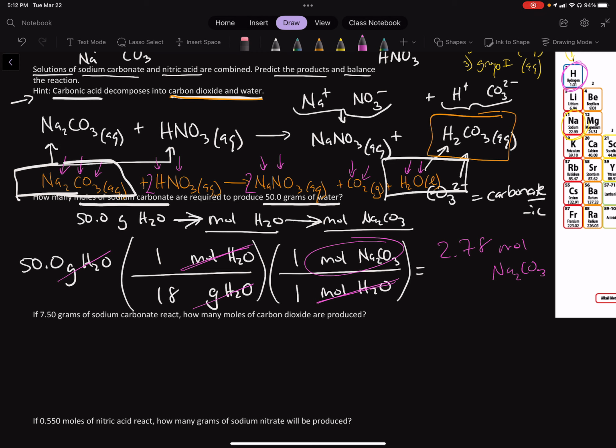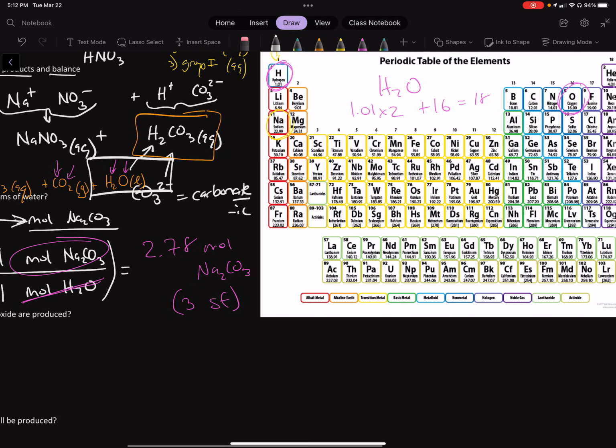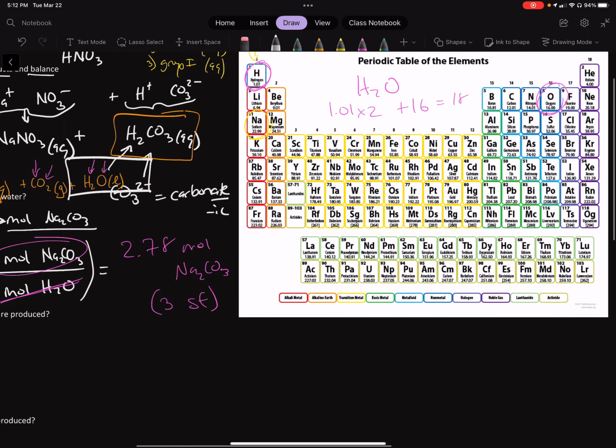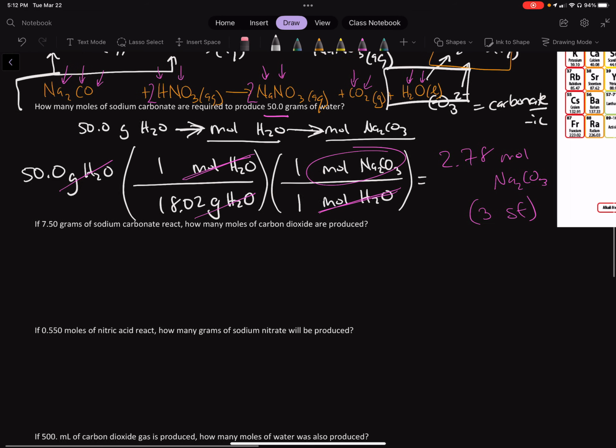And then just a quick check on the sig figs. They did say that we had 50.0 grams of water, so that value has 3 sig figs. So using 3 sig figs is appropriate here. Now, I did kind of round a little bit with my molar mass. I just wrote 18, but if I kept more sig figs, I'd have 18.02. You should never limit your sig figs based on your molar mass, but you also shouldn't be lazy like I was and round off your molar mass arbitrarily. But anyway, 2.78, that's what we should get.